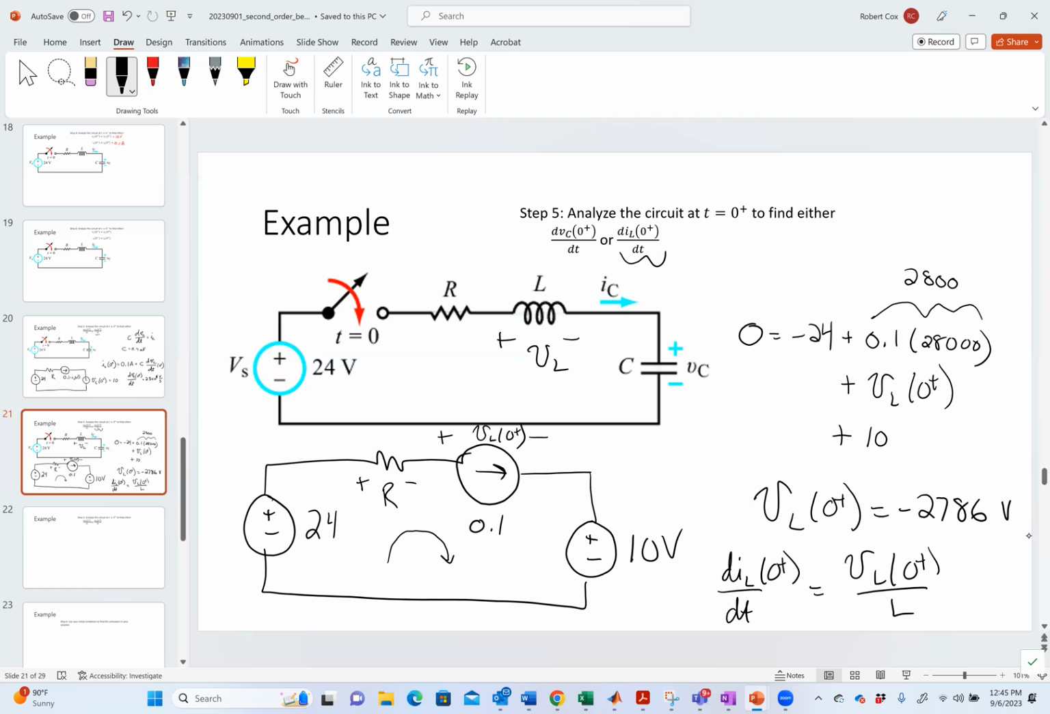But again, we don't need that to solve the problem. All I needed was actually what I solved for before, which was the capacitor voltage thing. Questions about what I did there?